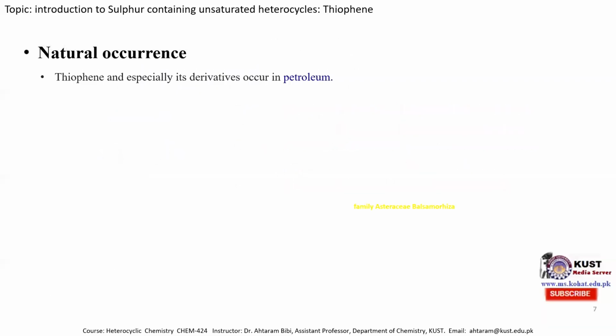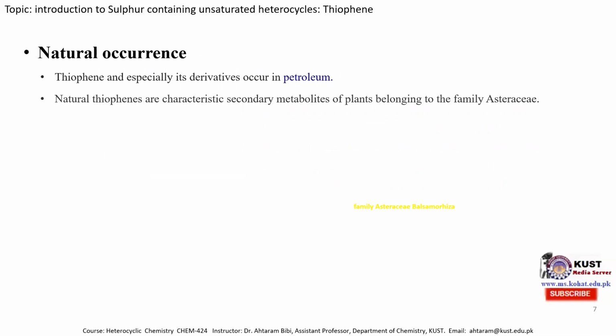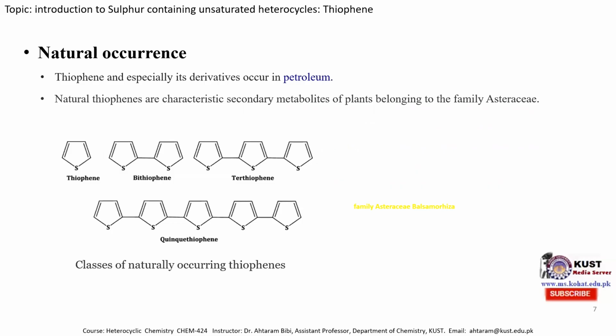Now, natural occurrence: thiophene and especially its derivatives occur in petroleum. Natural thiophenes are characteristic secondary metabolites of plants belonging to the family Asteraceae. Here are some naturally occurring thiophene molecules. This is thiophene, bithiophene, and this is terthiophene. It consists of 3 thiophene units, and this one consists of 5 thiophene units, so it's known as quinquethiophene.